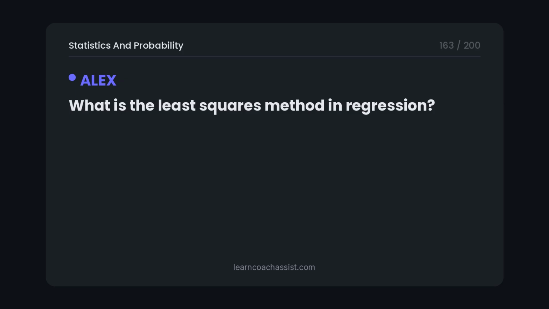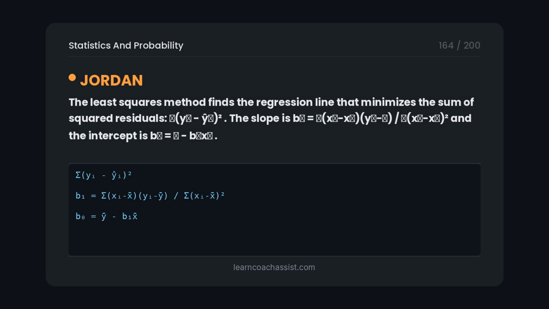What is the least squares method in regression? The least squares method finds the regression line that minimizes the sum of squared residuals, Σ(y - ŷ)². The slope is b1 equals Σ(x - x̄)(y - ȳ) divided by Σ(x - x̄)², and the intercept is b0 equals ȳ minus b1x̄.